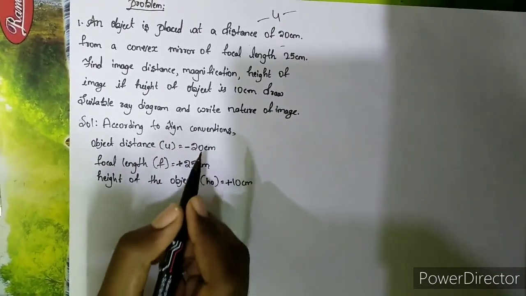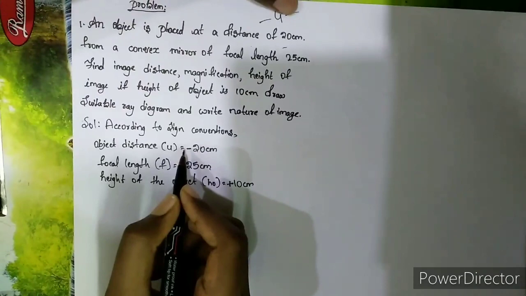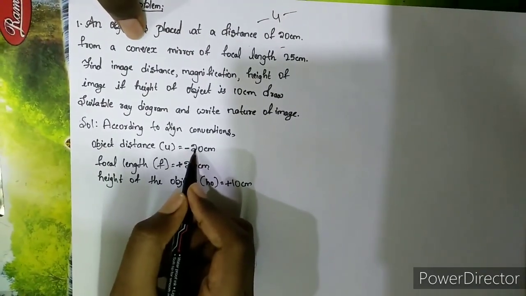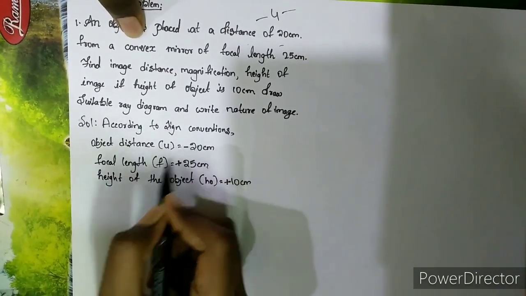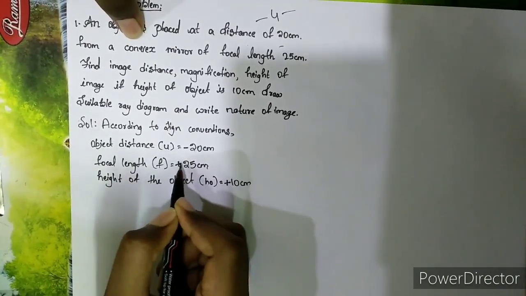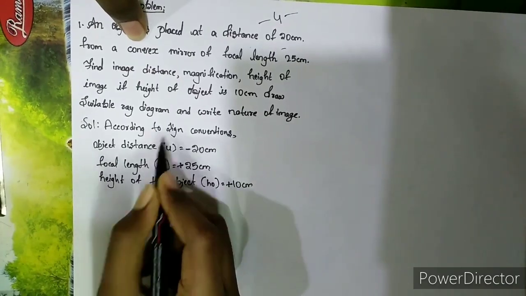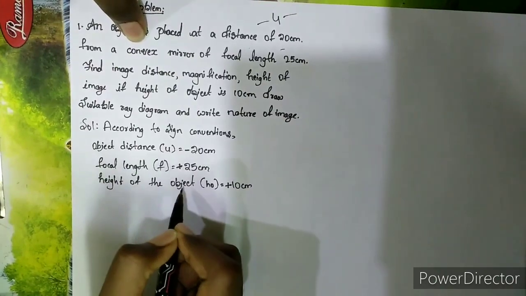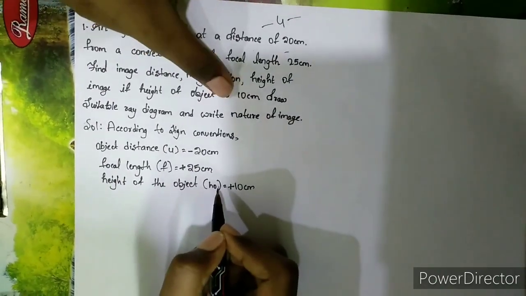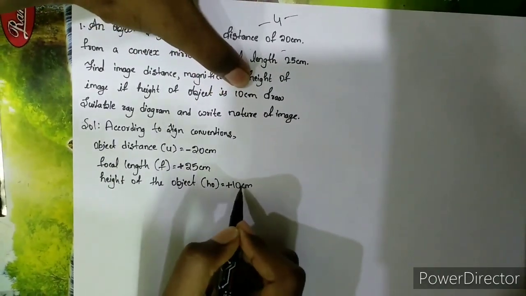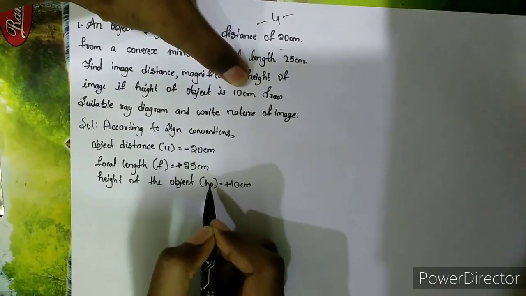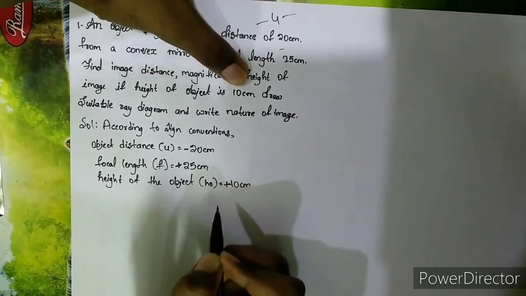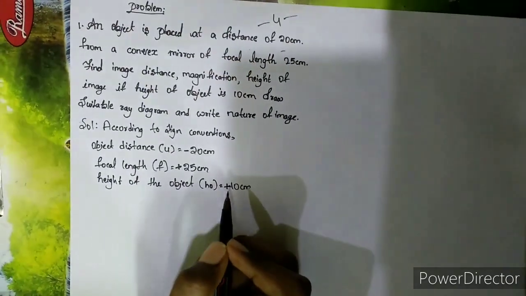Now according to sign conventions, object distance is equal to 20 centimeters. As we know, object distance in a convex mirror will always be negative, so we have to take it as negative. Focal length is 25 centimeters. We know that focal length in a convex mirror according to sign conventions will be positive, so we have to take plus. Now height of the object. Here they had given that height of the object is 10 centimeters. We know that height of the object according to sign conventions will be positive, so we have to take the plus sign.